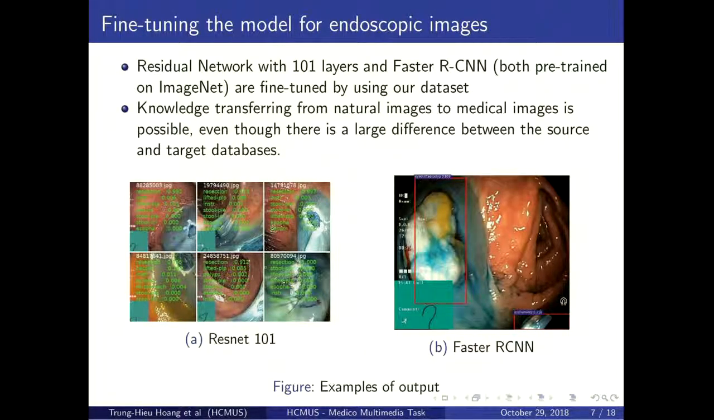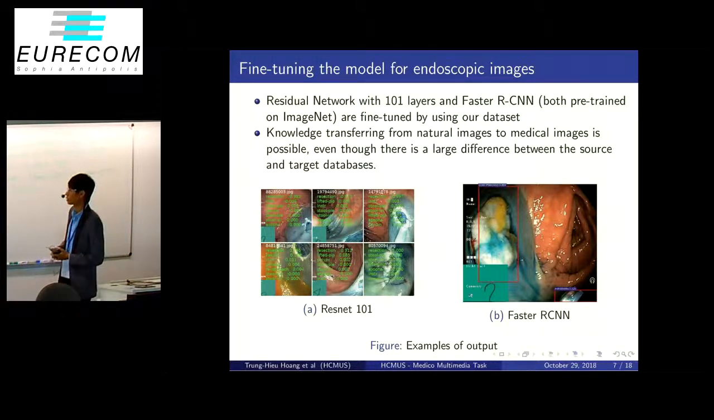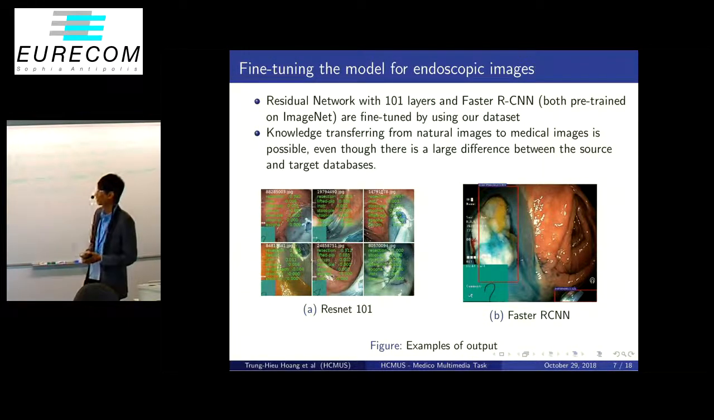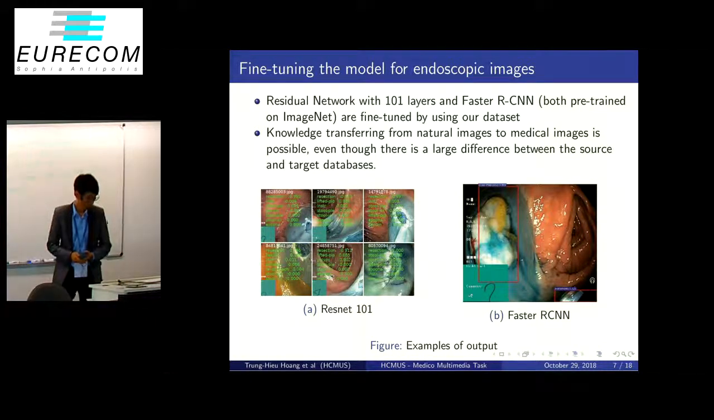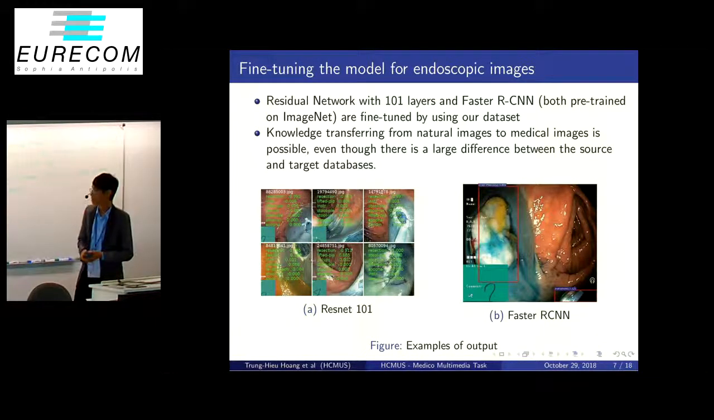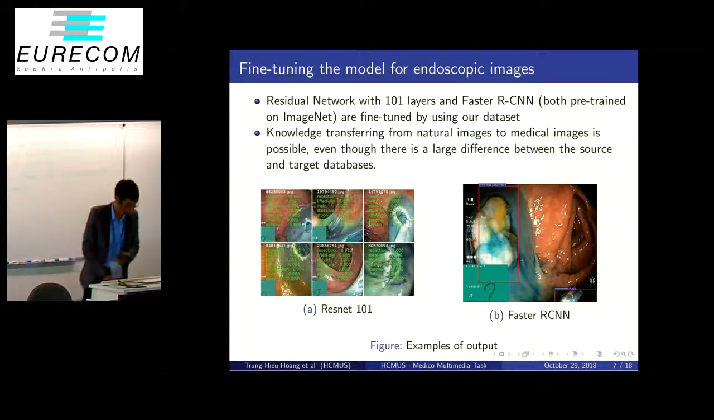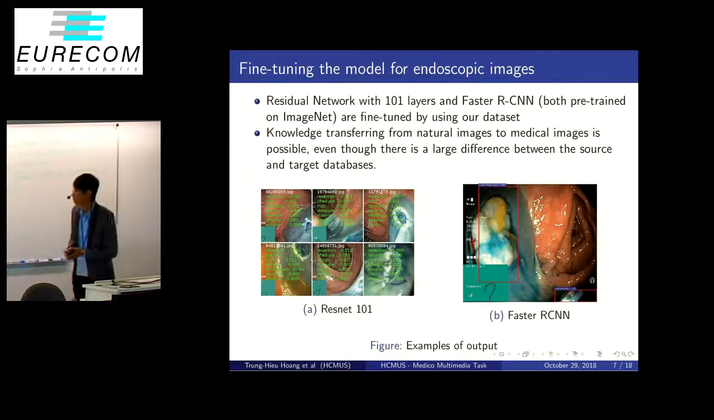And here's how we train our model. We use the residual neural network with 101 layers and faster RCNN, both pre-trained on the ImageNet, and we fine-tune them on our data sets. So now we have two different data sets, the original one and the one that we modified. And then we perform knowledge transfer by fine-tuning the model.